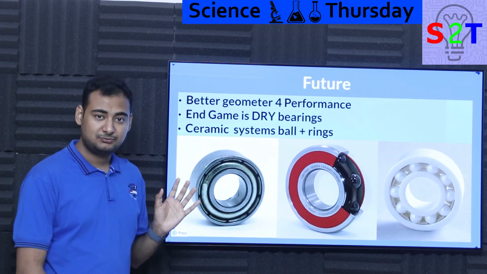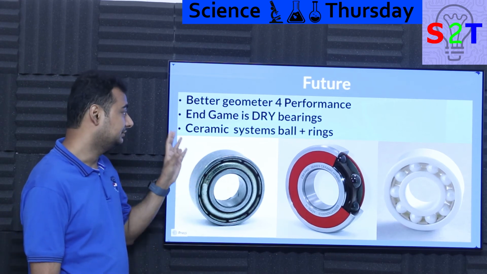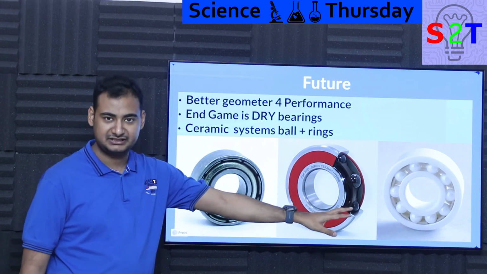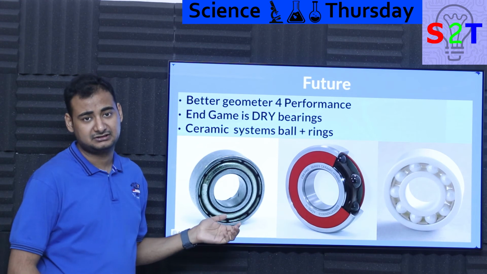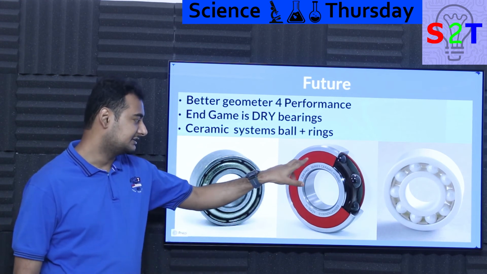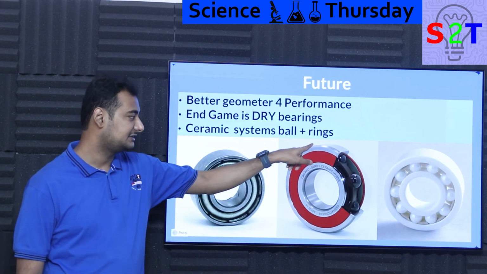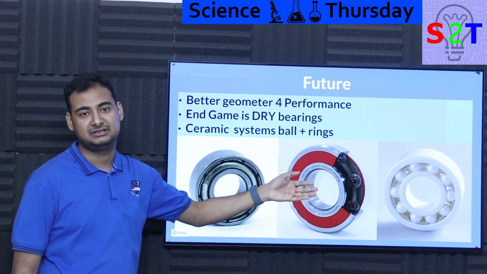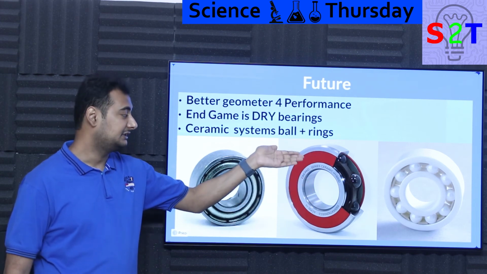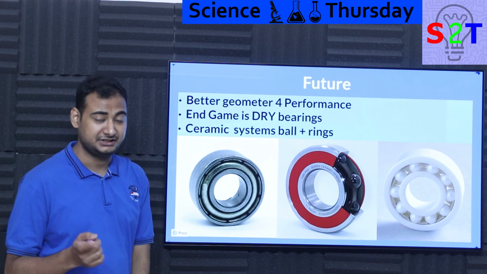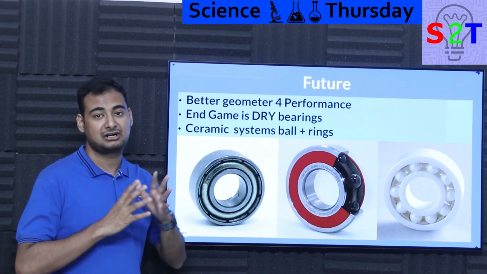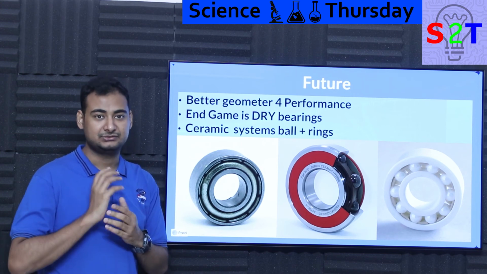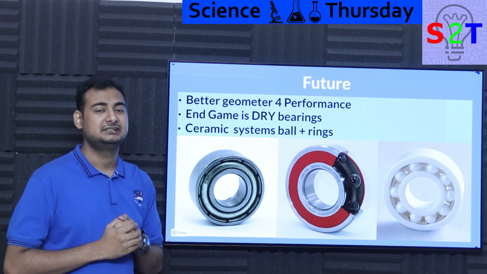You want good performance, you try to improve the geometry. The end game is making a completely dry system, but right now we cannot do that. And you can easily find, in high-end racing bikes, that generally there will be a steel inner race and a steel outer race, but the balls, rather than steel, would be ceramic. Ceramic is much harder. It is brittle, but it is harder, meaning it has the ability to transfer much more load without deforming. So it does have some benefit.